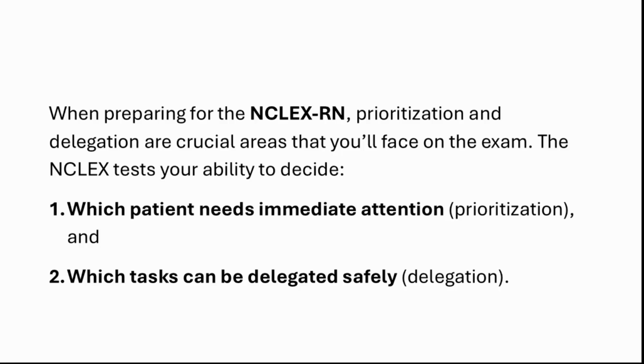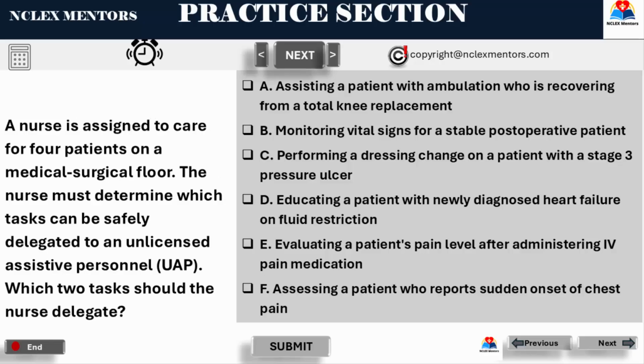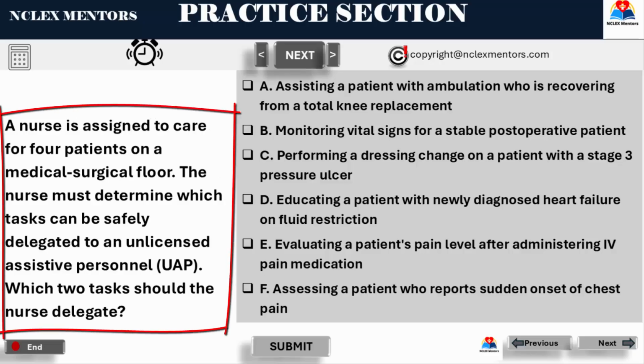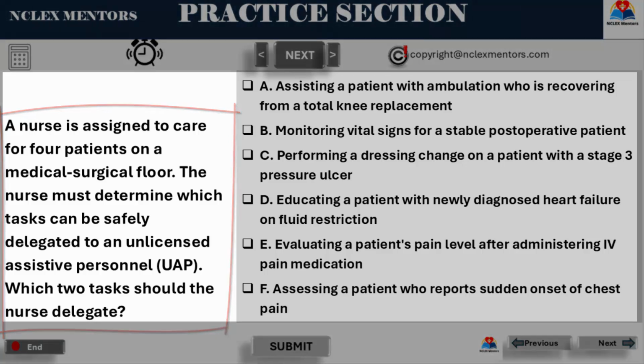This is a big one, and it will really challenge you to determine 1. Which patient needs immediate attention, prioritization, and number 2, which tasks can be delegated safely, delegation. Now let's set the scene. A nurse is assigned to care for 4 patients on a medical surgical floor. The nurse must determine which tasks can be safely delegated to an unlicensed assistive personnel, UAP. Which 2 tasks should the nurse delegate?